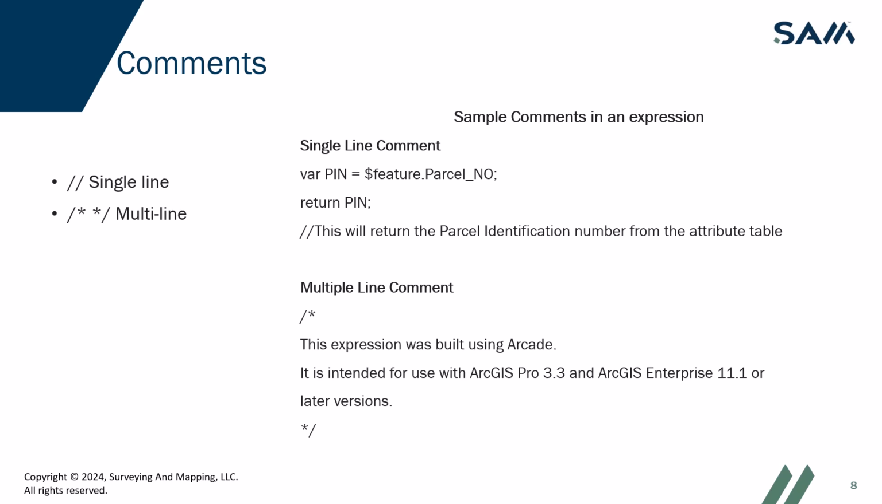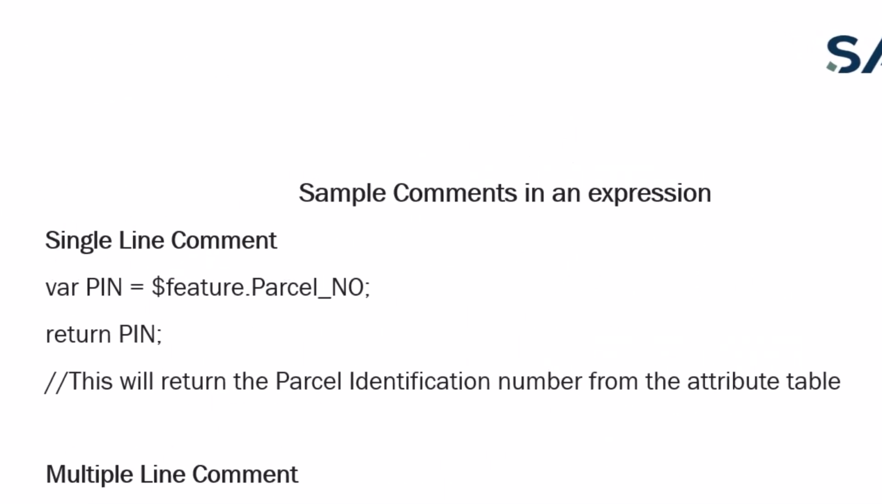The thing is, when you put these in, when Arcade is processing your code, anytime it sees a comment indicator, it knows to ignore everything from that point until that is over. So to create a single line comment in your expression, you're going to use double forward slashes, as you can see here.